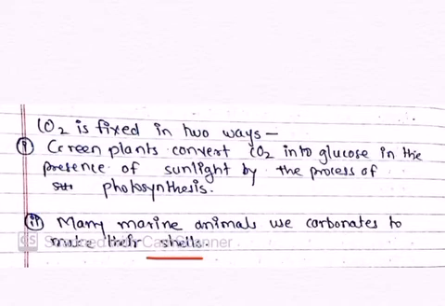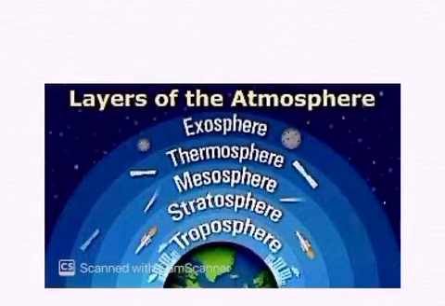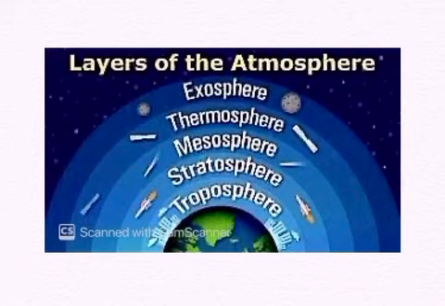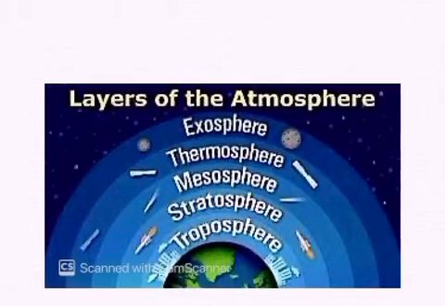Okay, then next we have to study the atmosphere. Atmosphere means different layers of gases which envelop the earth's surface. These consist of different layers: troposphere, stratosphere, mesosphere, thermosphere and exosphere. These are the different layers. It may not be asked in your examination, but you have to know these points. This atmosphere consists of these 5 layers.